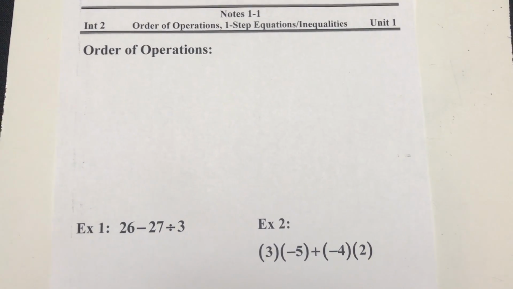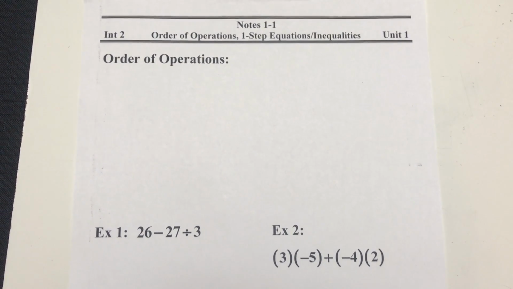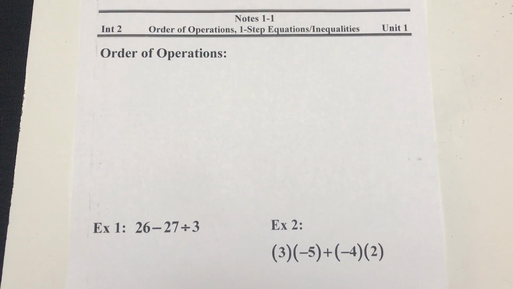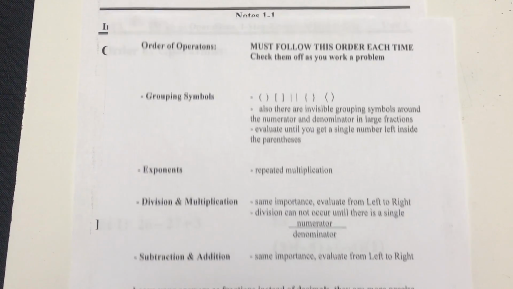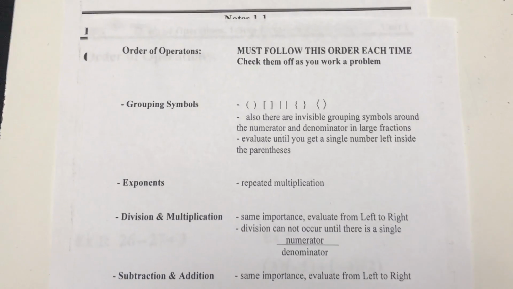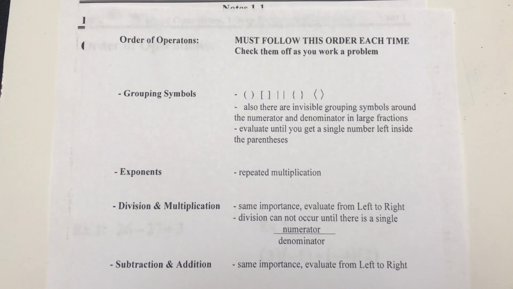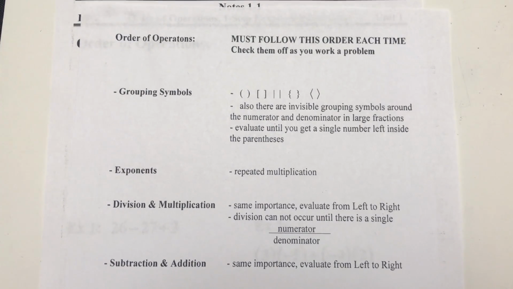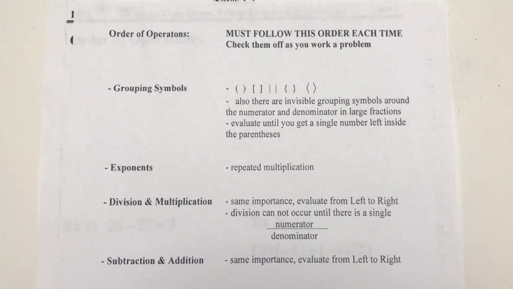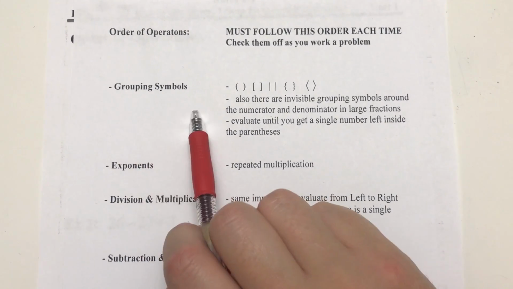You can refer to the completed notes that are also posted on my website for a complete list of the definitions, but we will quickly review them now. As noted at the top, you must follow the order each time, and it is often helpful to check them off as you work a problem. The first thing in the order of operations, you need to look for grouping symbols.